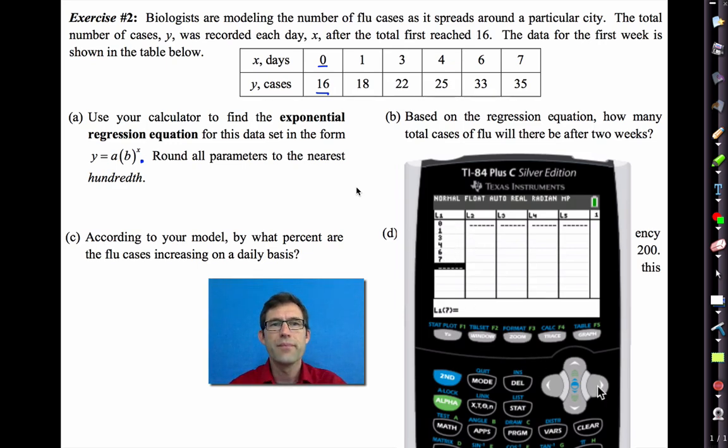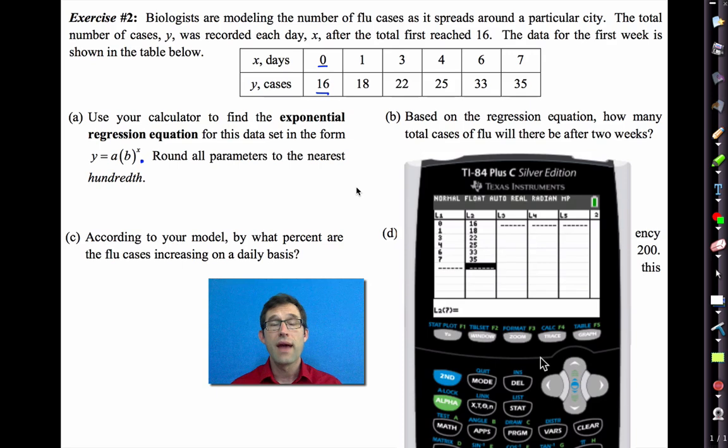All right, let's go back up, and let's go over to L2, and let's put in 16, 18, 22, 25, 33, and 35. Again, step back, relax, check the data, make sure that it looks right.